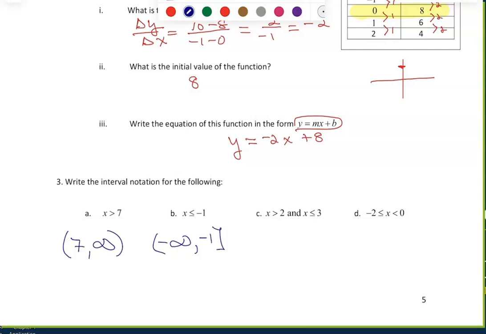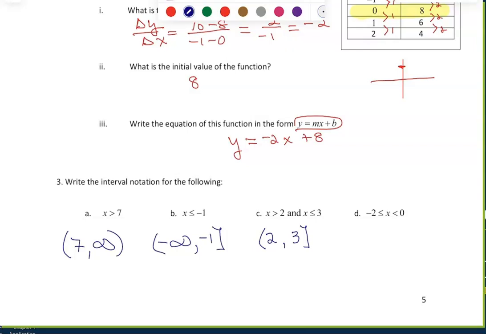Okay, so x is greater than 2 and x is less than or equal to 3. So let's see how we're going to do that. If x is greater than 2, so I'm going to have a 2, and it's going to be greater than that, and it's going to go all the way to 3, and it's going to be equal to that. So does that make sense? Is x greater than 2? Yes. And is x less than or equal to 3? Yes. So we're good.